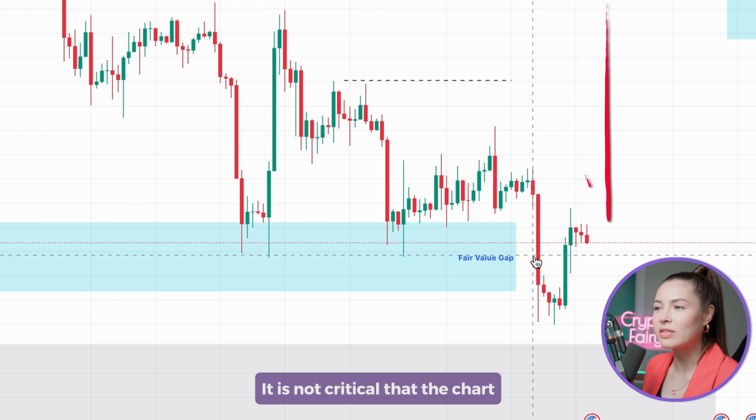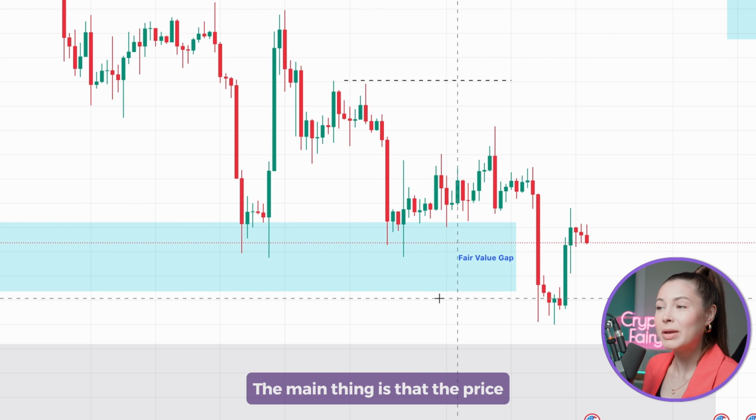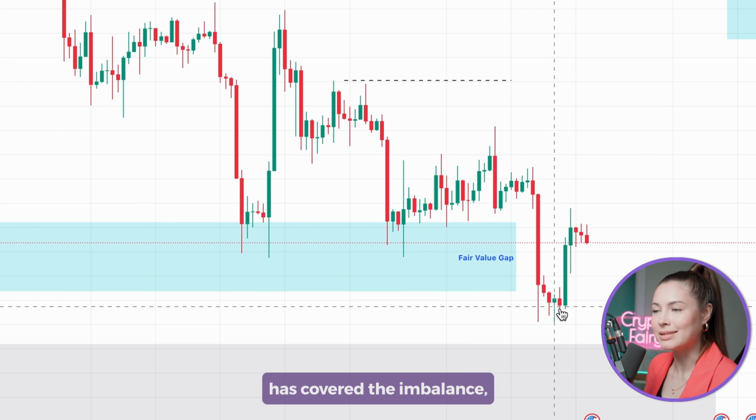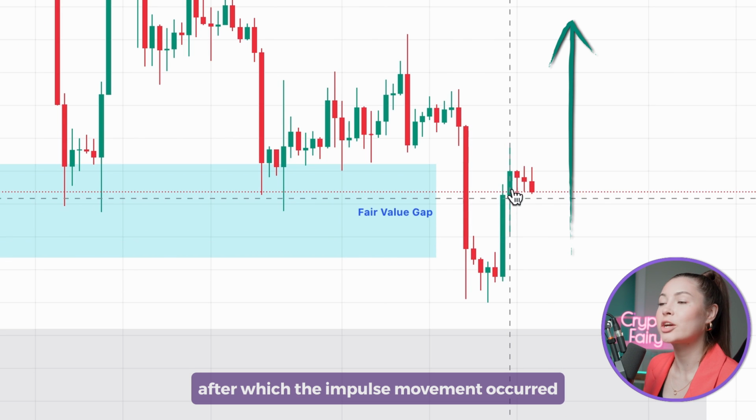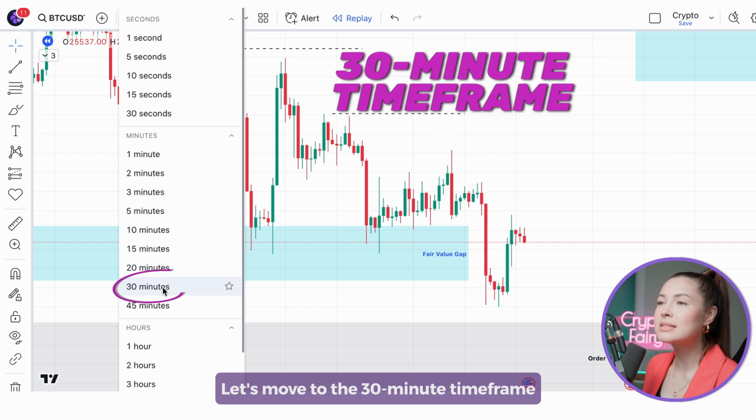It is not critical that the chart went even lower. The main thing is that the price has covered the imbalance, after which the impulse movement occurred. Let's move to the 30-minute time frame.